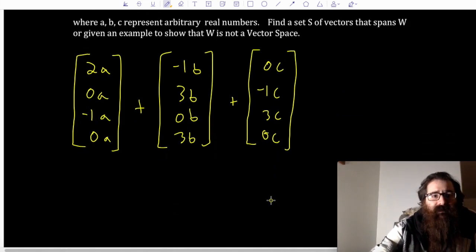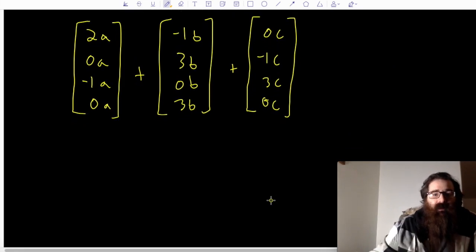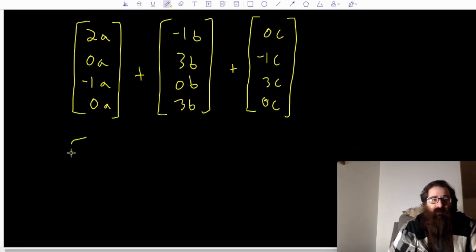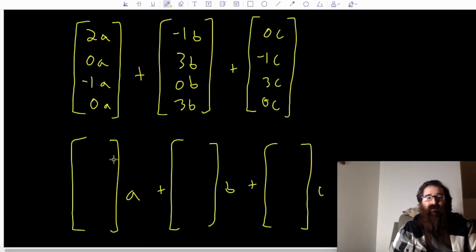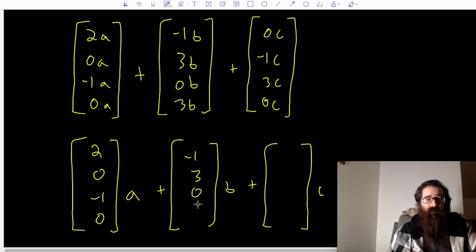But then A, B, and C are just arbitrary real numbers. Think of them now as scalar weights and bring them out. So some vector times A plus some vector times B plus some vector times C. And this is going to leave behind vectors with numerical entries only. So this first vector, you guessed it, right? It's going to be 2, 0, -1, 0. Second vector is going to be -1, 3, 0, 3. Third vector is going to be 0, -1, 3, 0.